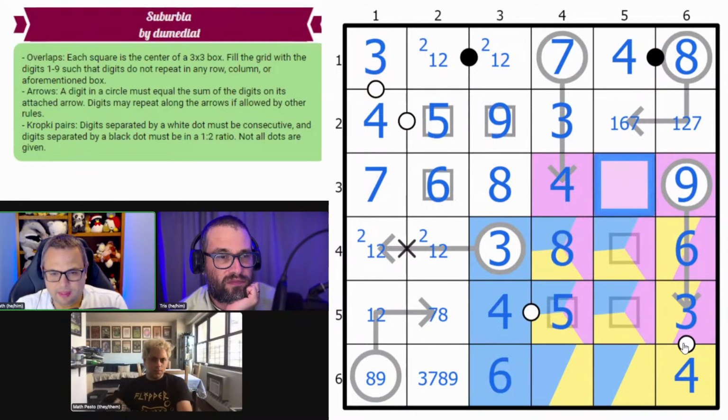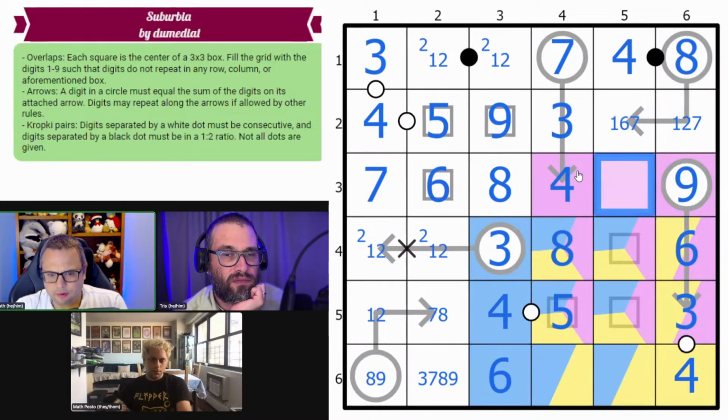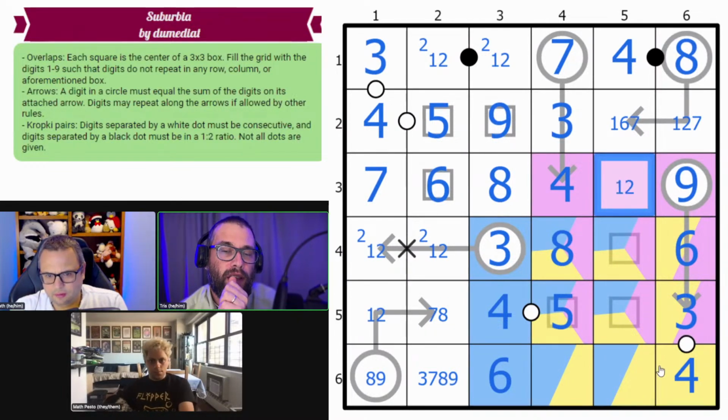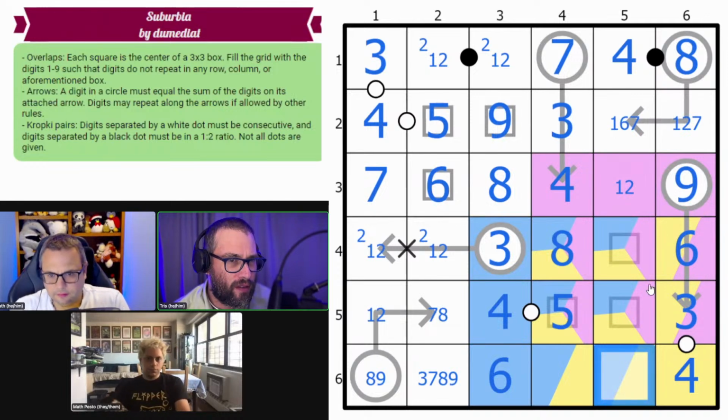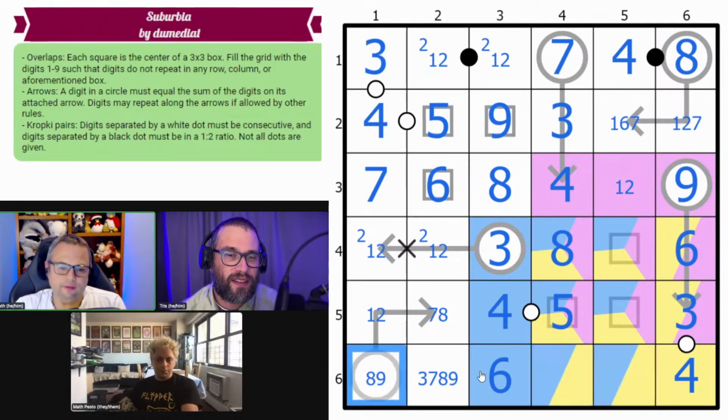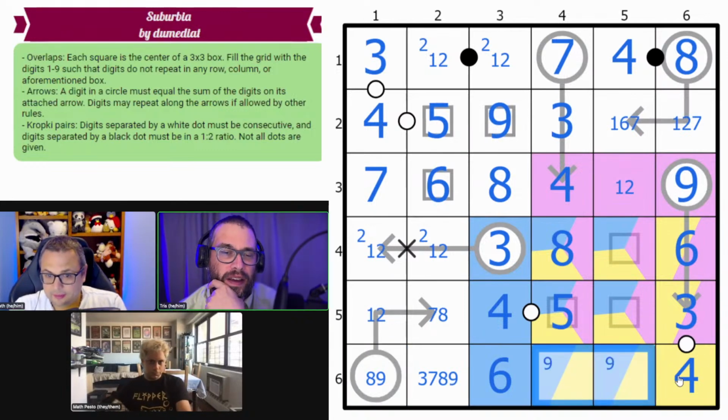Let's see. What about this? This can be 1 or 2, maybe. Can't be 3, 4, 5, 6, 7, 8, or 9. Yeah. So this is only 1 or 2. And Ron. No. A bunch of people. 9 is in one of these 2 cells, so it's not there. Is that what you're going to say? Yeah. A bunch of people.